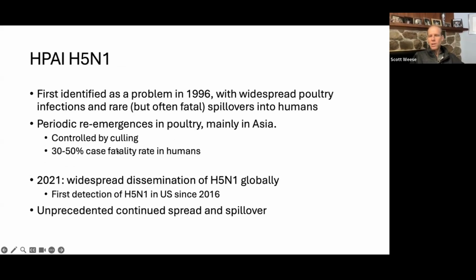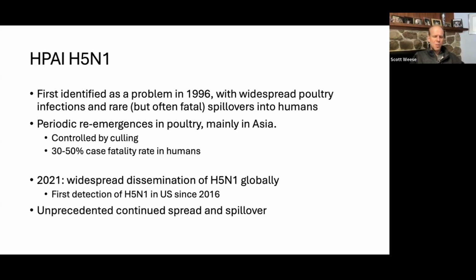Okay, so on to the strain we're worried about today, and that's H5N1. This is a highly pathogenic strain, first really identified as a problem in Asia around 1996. And it did what avian flus typically do. It was in the wild, it would occasionally move into poultry and cause mass kills of poultry. There would be an aggressive response to eradicate it. There would be periodic spillovers into people, often fatal, with a 30 to 50% fatality rate, but then it would disappear. So it would come in, do its damage, and then move back out.